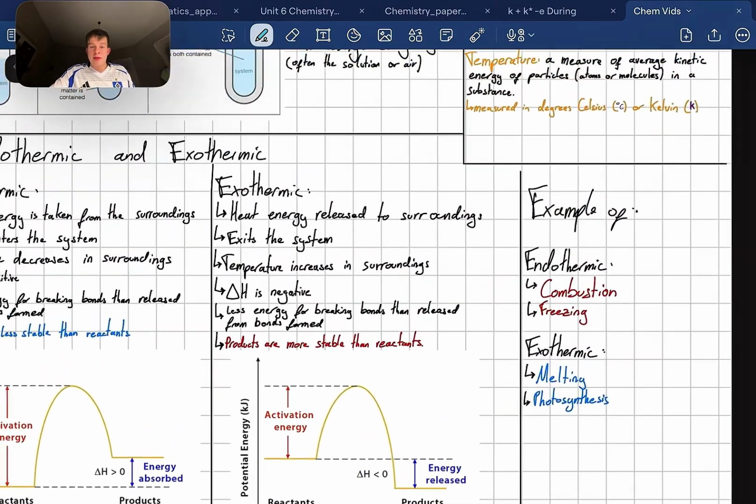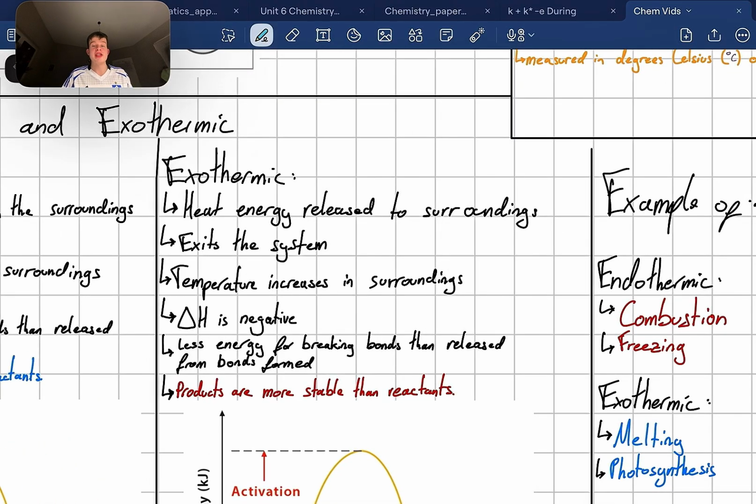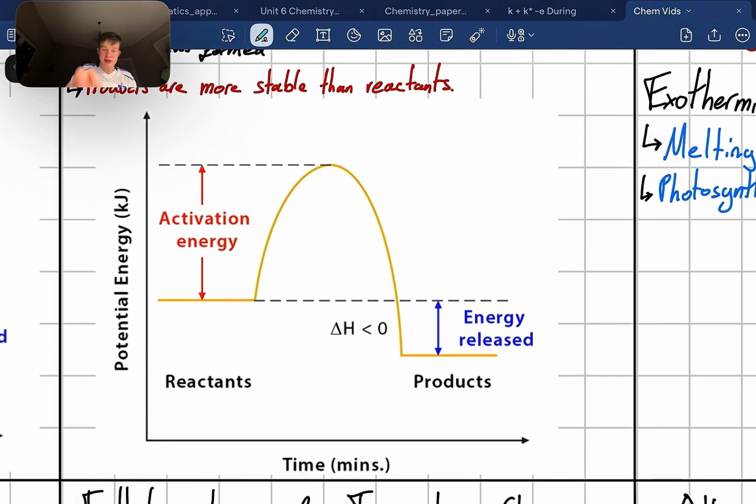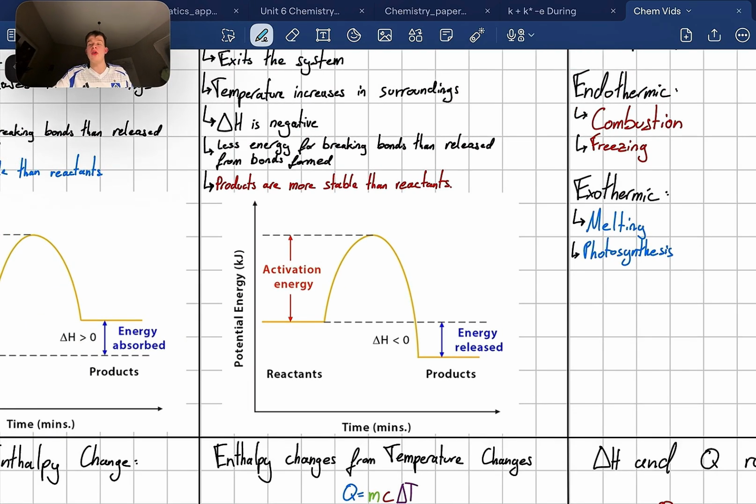And then for the exothermic, we have heat energy, where the heat energy is released to the surroundings. So heat exits the system, as I already mentioned, and then the temperature increases in the surroundings. So therefore, delta H is going to be negative, and less energy for breaking bonds than released from the bonds formed, and the products are more stable than reactants. So we can clearly see that in our graph. The activation energy goes much lower, and then as well the energy release is going to be negative. For delta H is going to be negative. And the commonly known examples for endothermic are going to be combustion and freezing, where on the other hand, for exothermic, we have melting and as well photosynthesis.